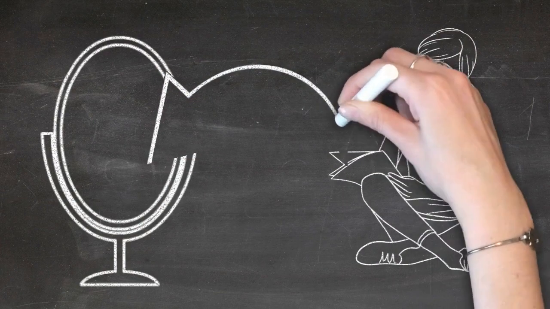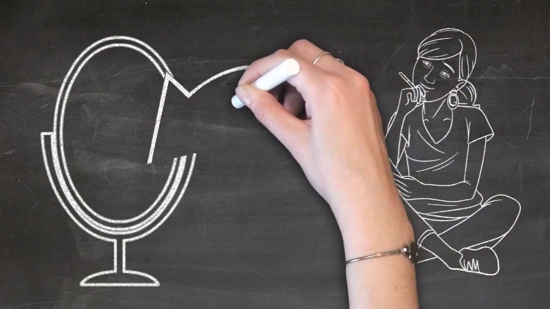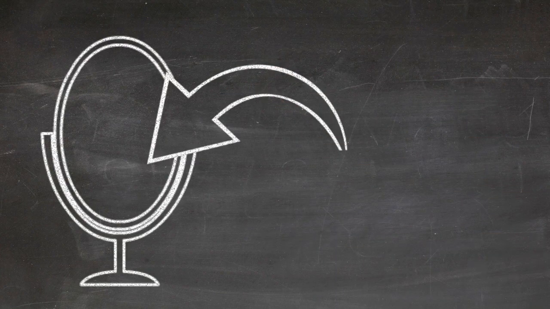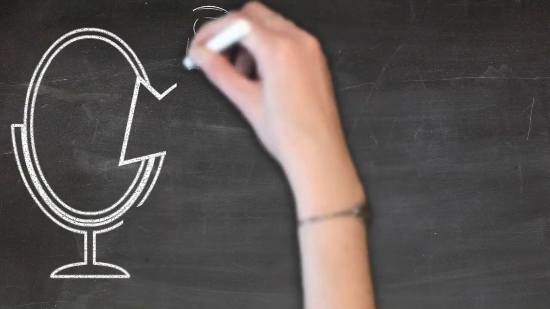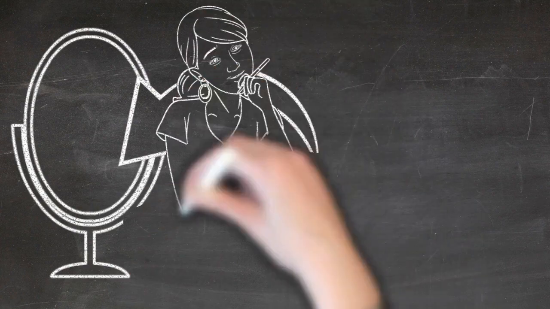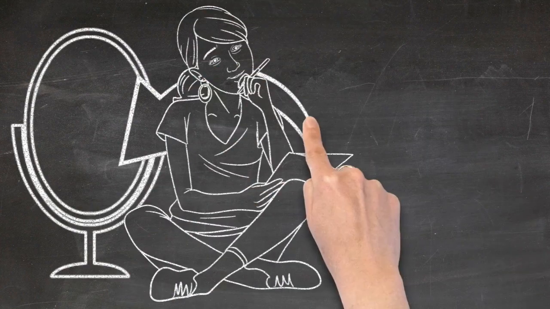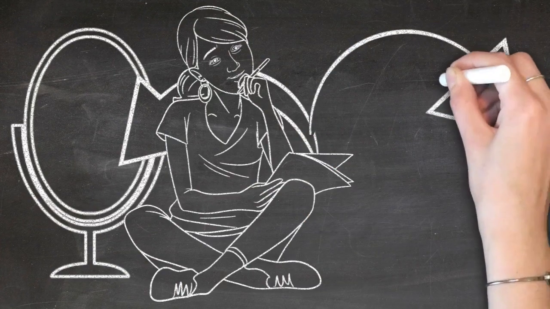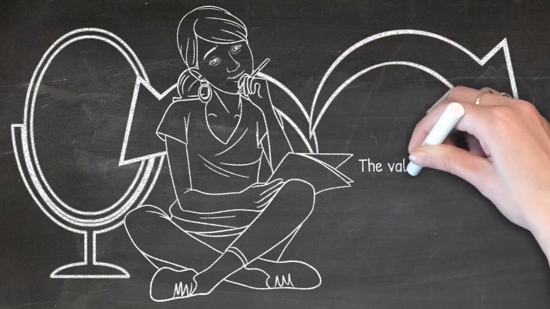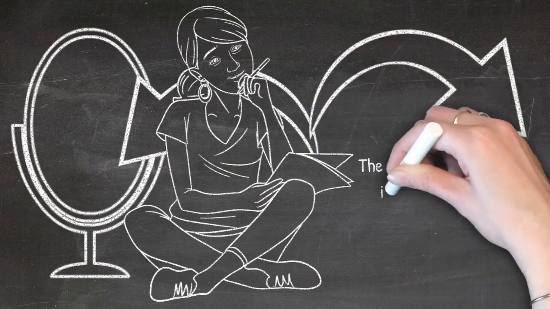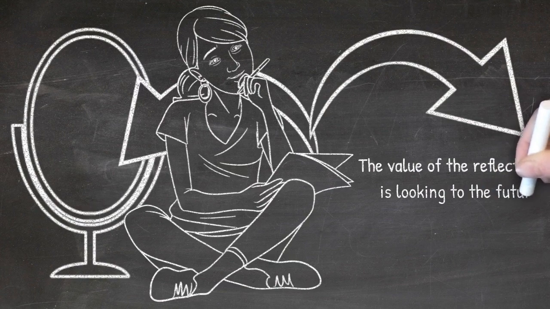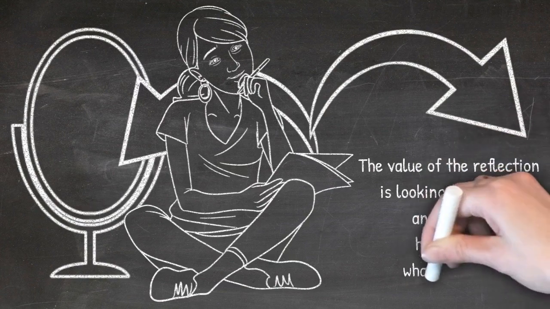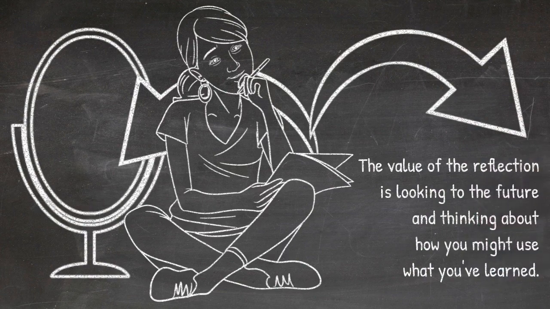Now, don't get me wrong, looking backwards is an important part of the process, but it's not the only part of the process, and it's not the most important part of the process. The next step is always looking forward and thinking about what the value of the insight was for you and how you might adapt or change the way that you approach your study or the way that you approach your business using the insight that you've gained.